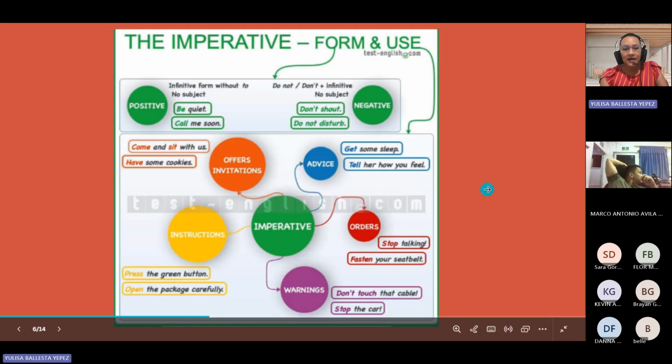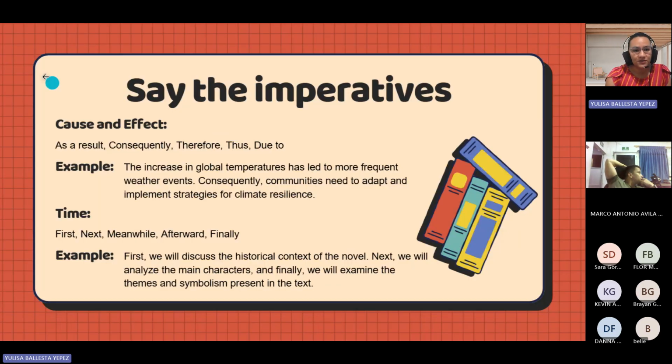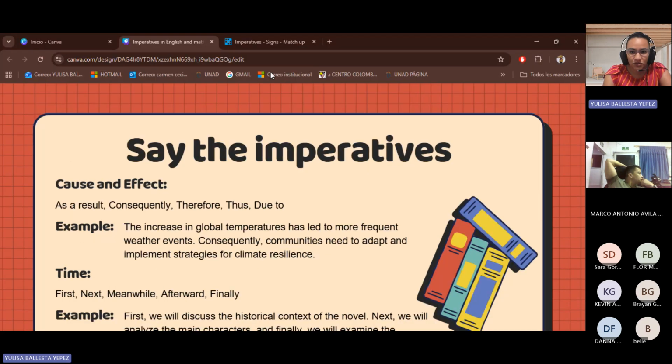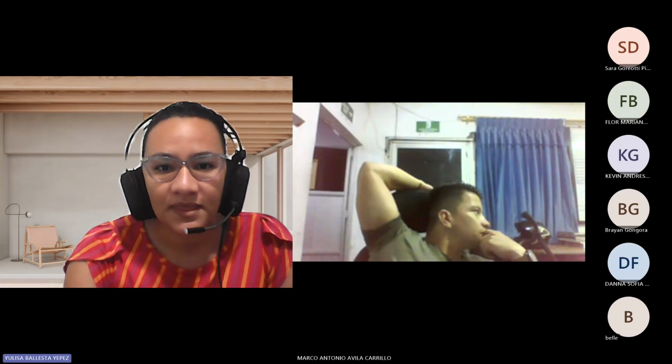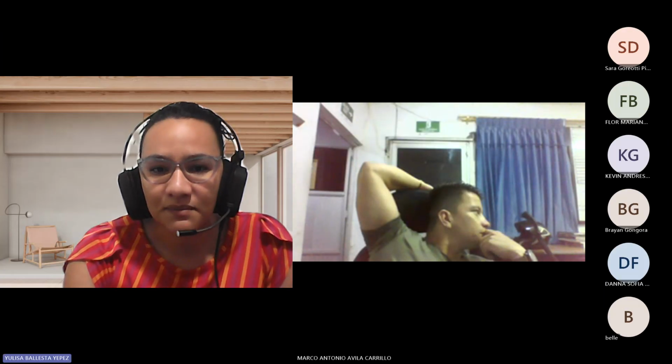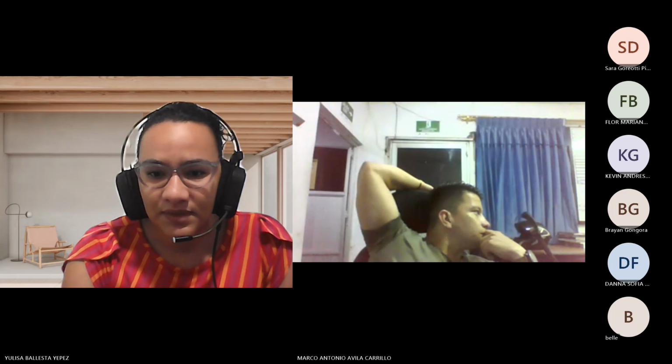So in this part, we see some uses of the imperative. And we have some parts of the imperative. I'm going to show you one part. Give me one moment. I'm going to show you the next part to talk speaking. I'm going to show you the part of speaking.